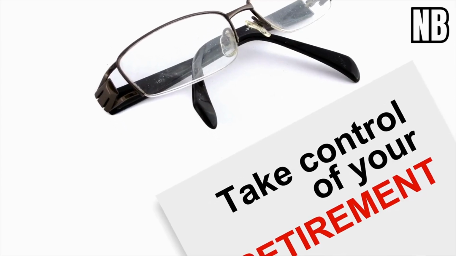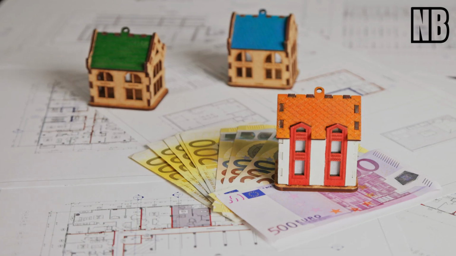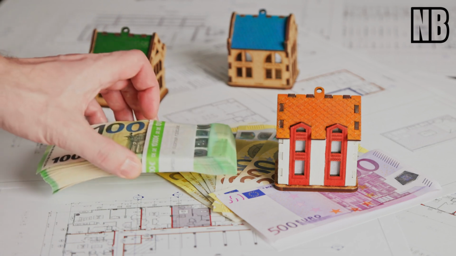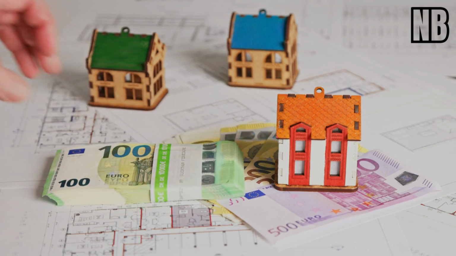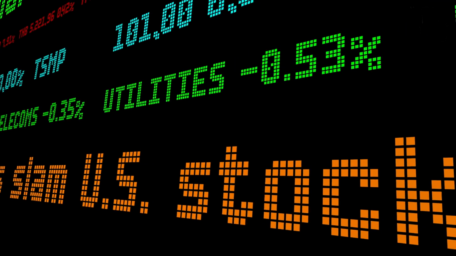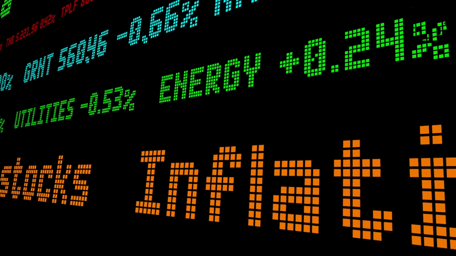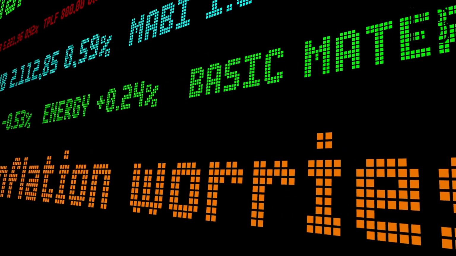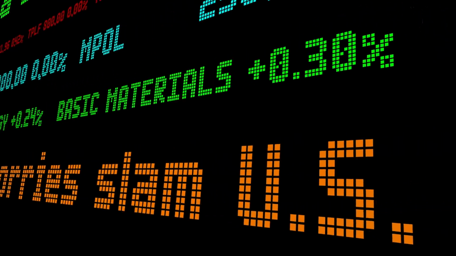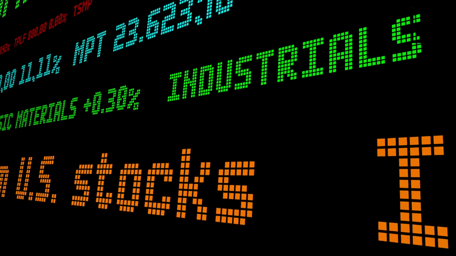Strategies for inflation-proofing your retirement. Invest in growth assets. To counteract the effects of inflation, invest in assets that have the potential for long-term growth, such as equities and real estate. Stocks, for example, have historically outpaced inflation over the long term, providing growth potential that can help preserve your purchasing power.